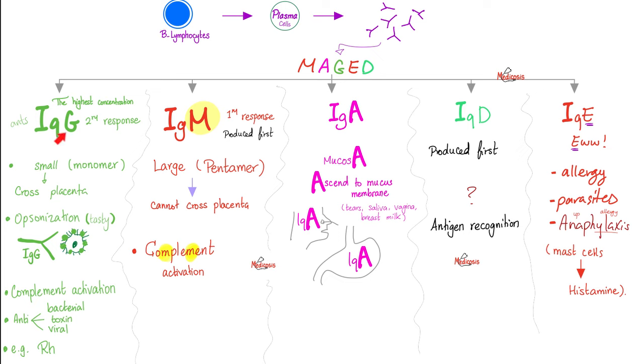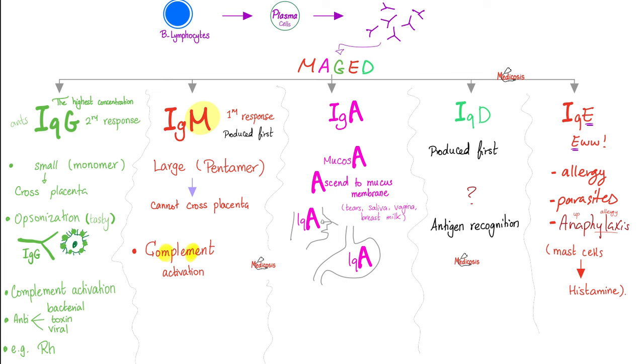IgG: Even though I am the most abundant in number, I'm actually very small in size. I'm a monomer, just one particle. That's why I can cross the placenta and cause trouble for the baby. I also help make the bacteria tasty, a process known as opsonization. Why do you want to make the bacteria tasty? So that the phagocytic cells enjoy themselves while eating the bacteria. It makes the secondary response faster and stronger.